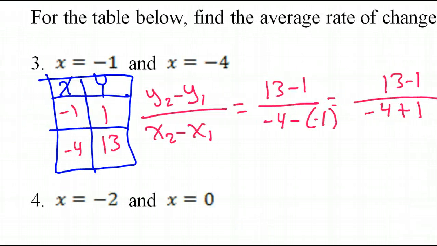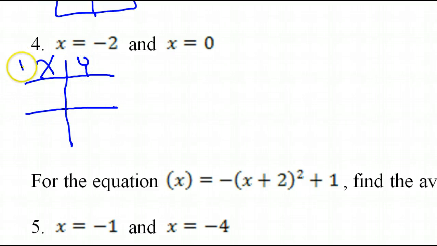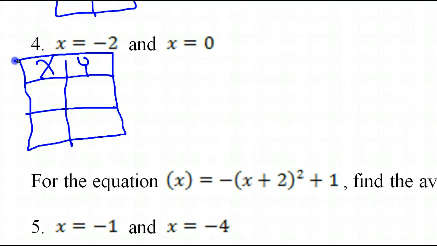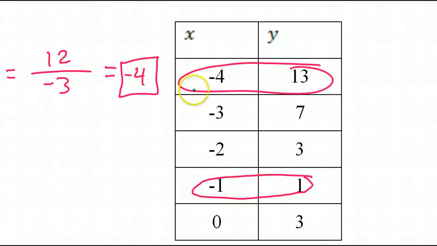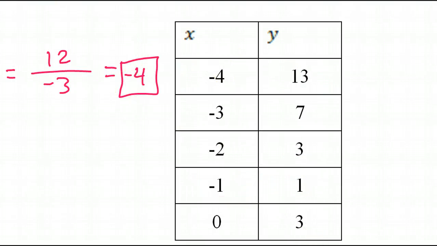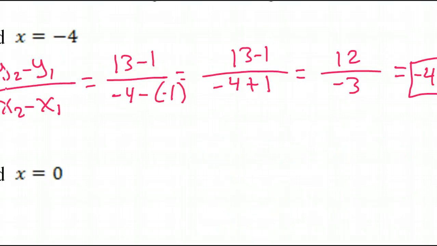Okay. Let's do it again for number 4. Let's make that table of values, and let's make it count. Okay, so here's our table. Now our x values are negative 2 and 0. Well, easy enough. Looking at those x values, what did I say? Negative 2 and 0? So here's my negative 2, and here's my 0. Okay, so negative 2 comma 3 and 0 comma 3.